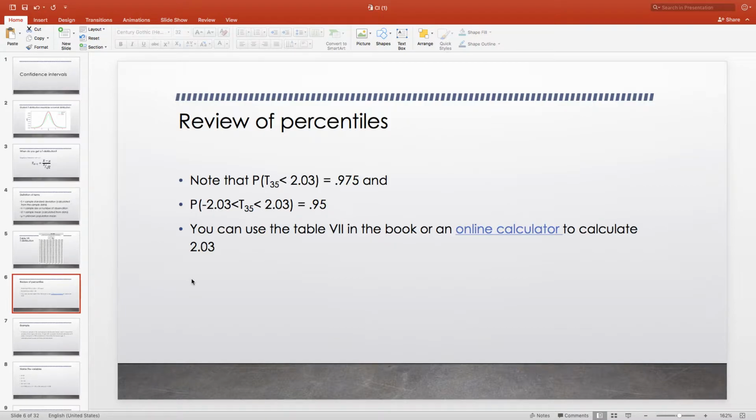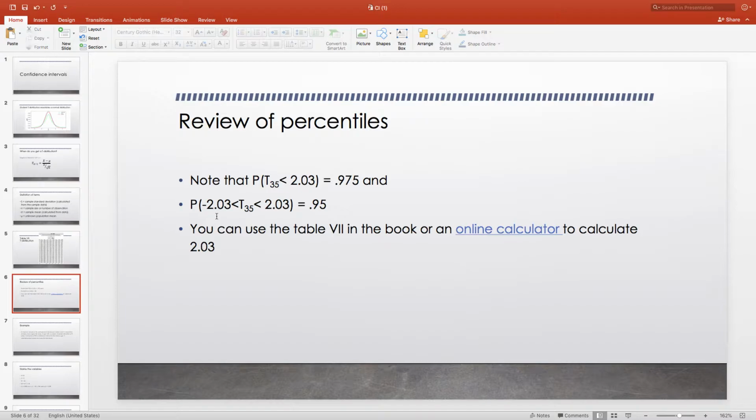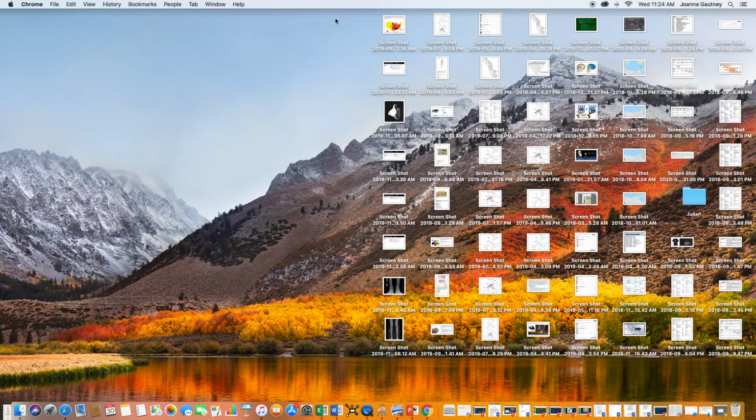So one thing that I like to do and use is I like to use a percentile, and I want to find a value which captures 97.5% of the data. Okay, and this is equivalent to having between negative 2.03 and positive 2.03, having 95% of the data. Okay, so let's look at an online calculator.